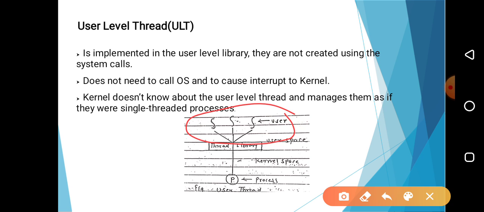In user level thread, all the thread management, like creation, deletion, or management of the thread, is done by the user only. Kernel is not interfering in the task of the user. So kernel doesn't know anything about the user level threads and their management.